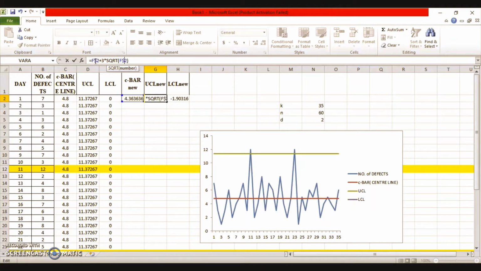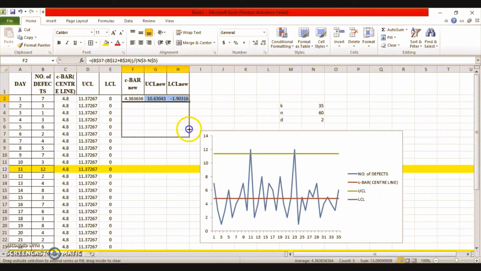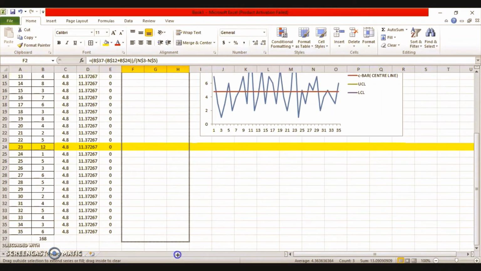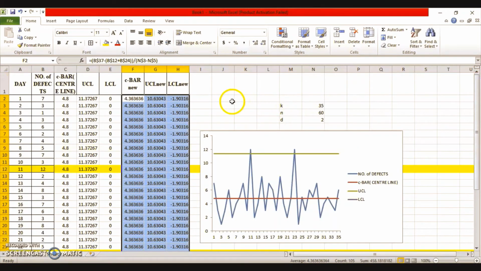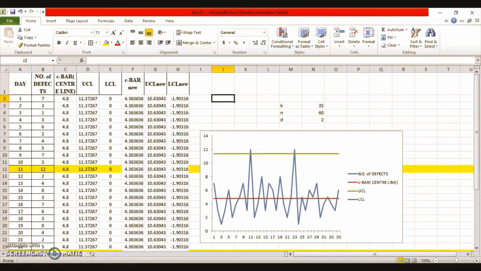I'll just put a $ again here. And for the lower control limit also, just to make the uniformity in the rest of the sample, we need to do this exercise. It just takes less than a minute, but it solves lots of problems which we can create if we try to write the values for each sample point. Okay, so now you can see we are able to establish revised control limits.